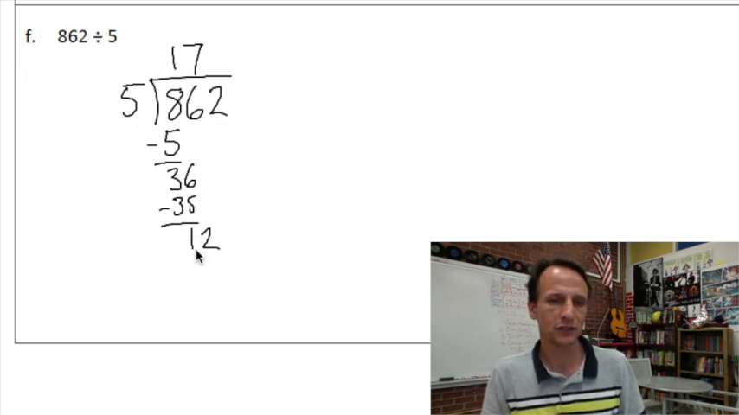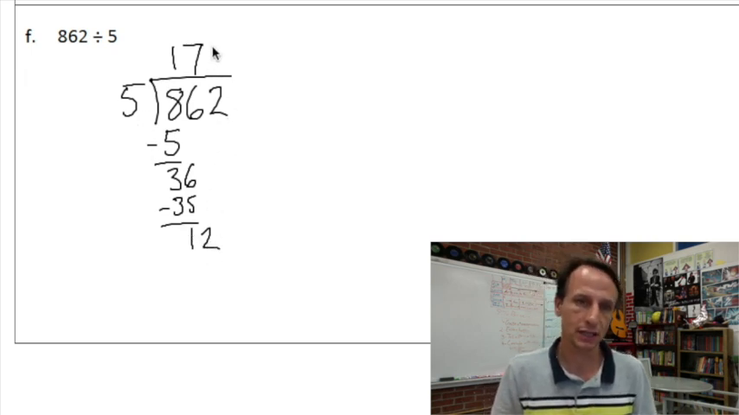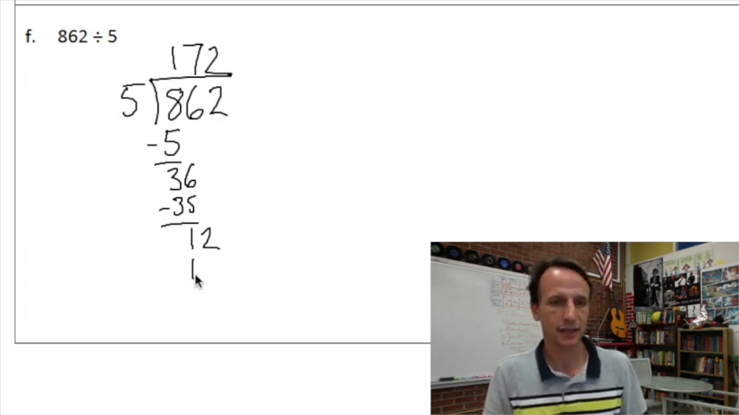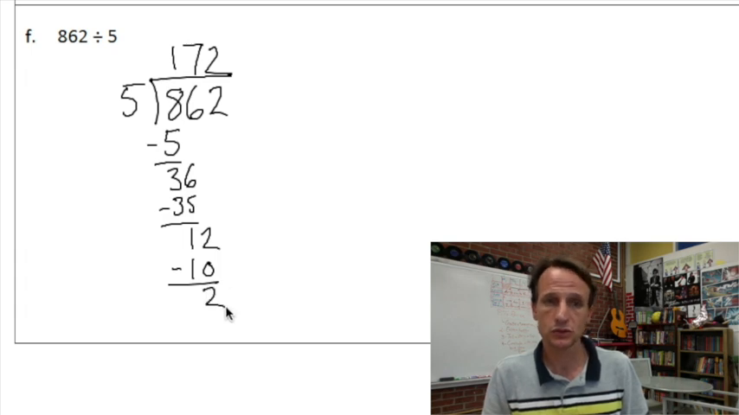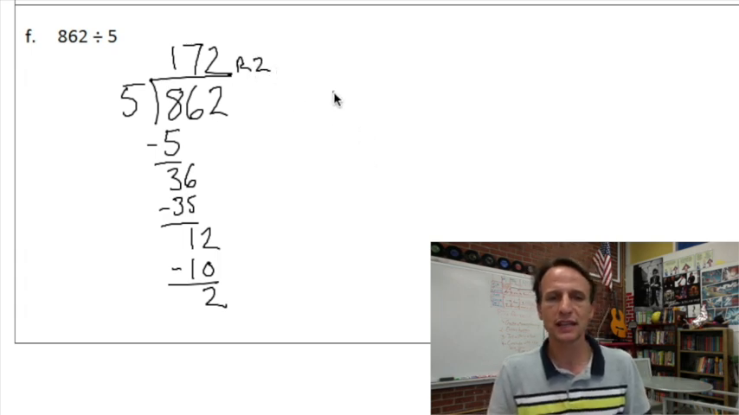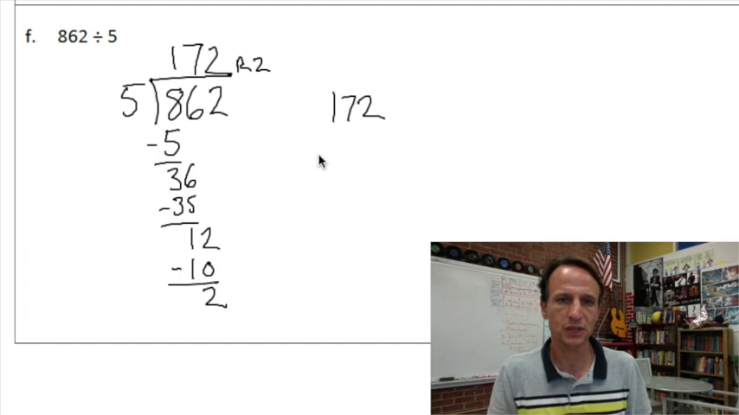So how many 5s in 12? You got it. It's 2, because 2 times 5 is 10. When we subtract, we are left with 2, and we are done dividing, so that would be a nice little remainder. So let's take that 172 quotient we have and multiply it by the divisor of 5.